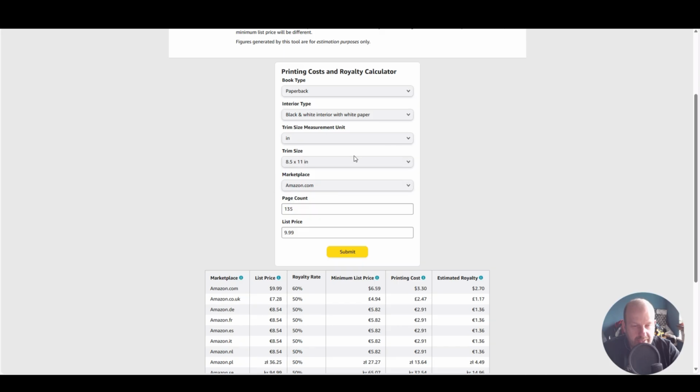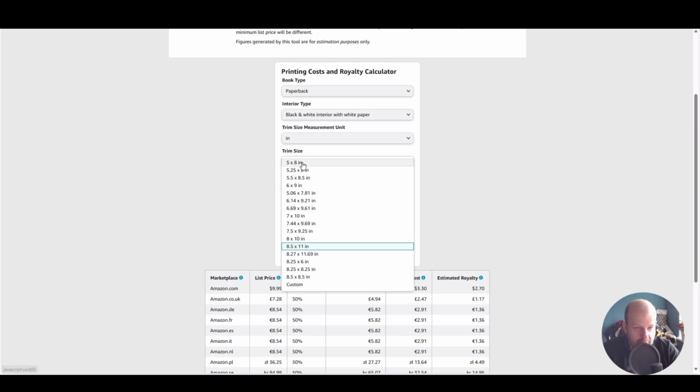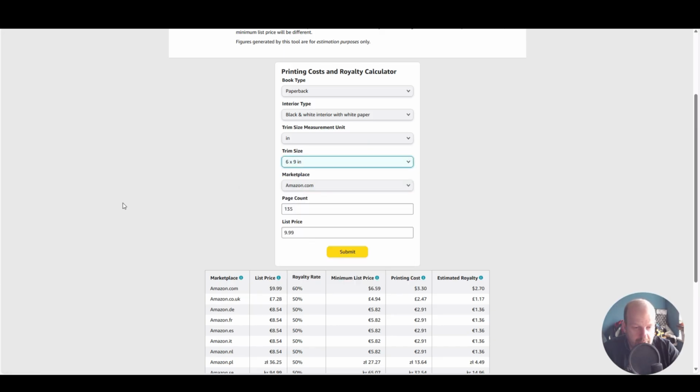Things like trim size. It didn't used to be the case, but it is now and has been for a while, that the trim size pricing is divided into two. There's one regular and there's one large. 8.5 by 11 is large, so the print cost is more. However, with this being a planner, 8.5 by 11 is nice, but I could do it at 6 by 9, and in fact I have for the last couple of years. And if I was to change it to 6 by 9, still the same page count, still the same list price.